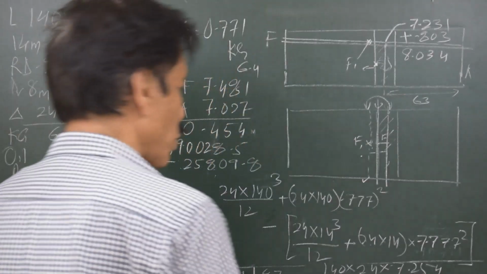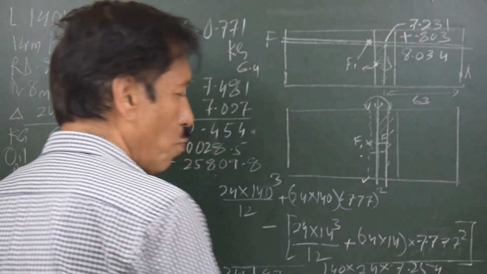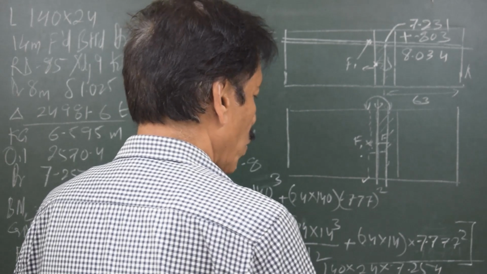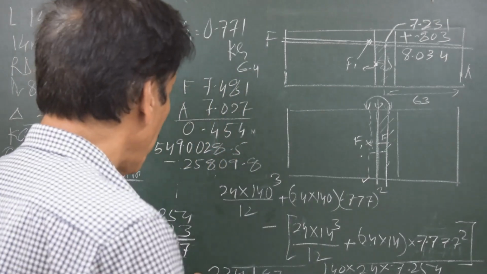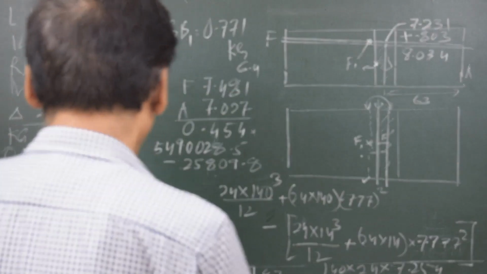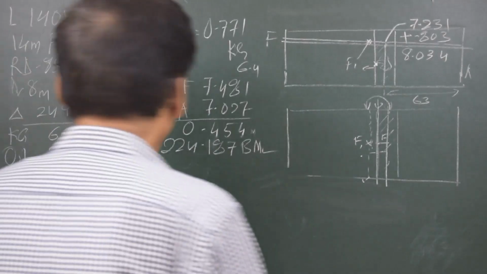Intact underwater volume is to be considered not for 8 meters, it is to be considered for 7.254 meters. So divide by 140 into 24 into 7.254 gives me 224.187. So 224.187 is the BML. So let's do the remaining part of the calculation.